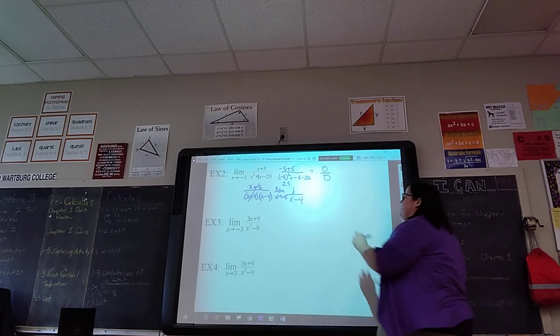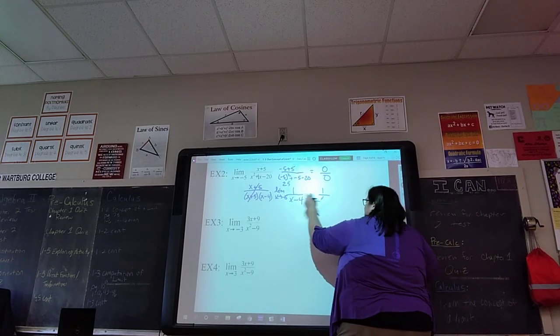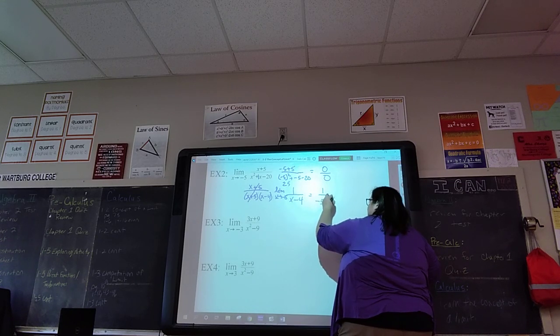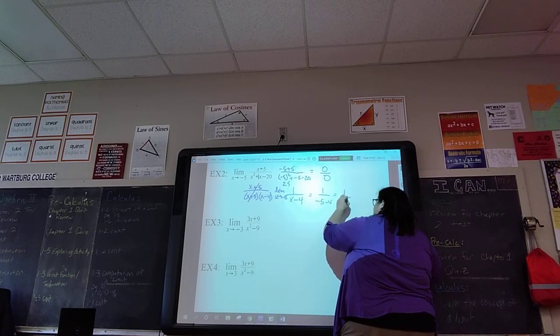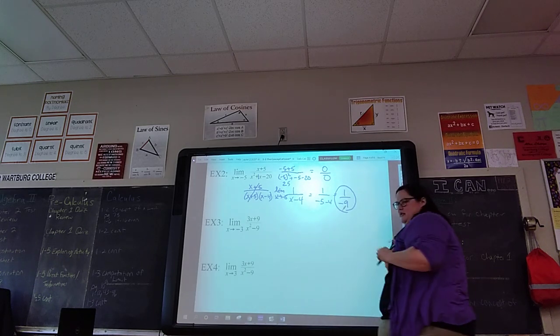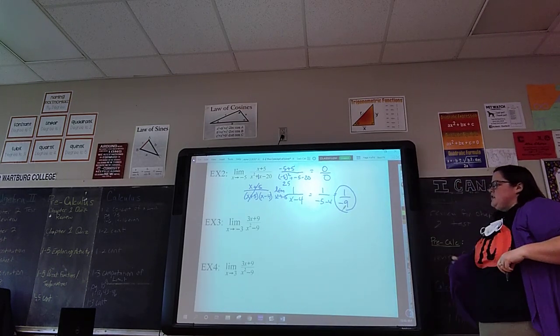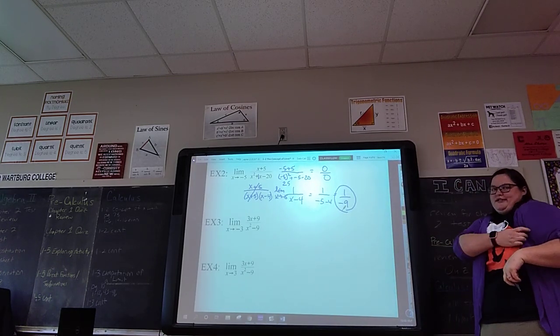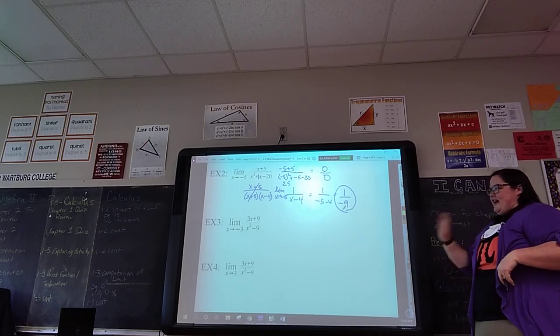1 over negative 9. So I put negative 5 in for x, negative 5 minus 4. So 1 divided by negative 9. There's my limit. So fractions are good to get to. Yeah, you can get fractional numbers, as long as you find a number.